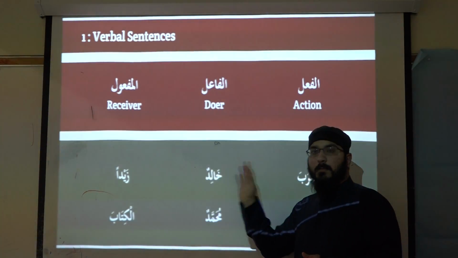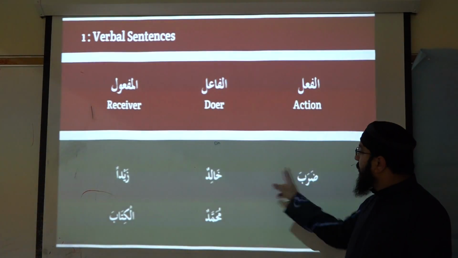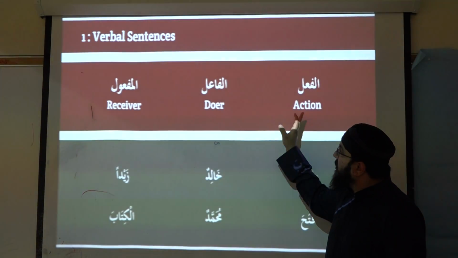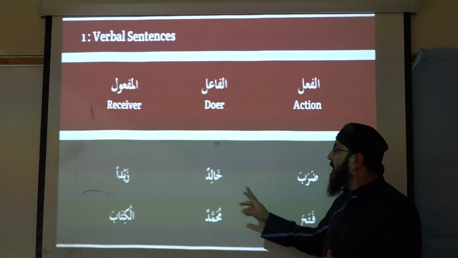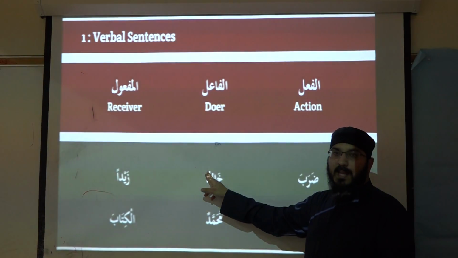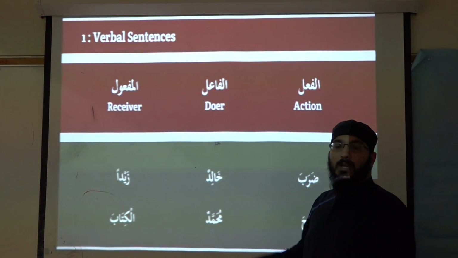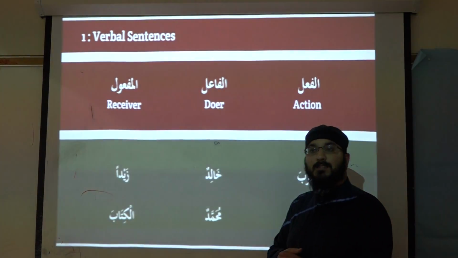But order doesn't matter though. Okay. In Arabic, order doesn't matter. This is the usual order you'll see, but order doesn't matter. What matters is the ending of the word. Okay. What matters is the case or the state of the word.